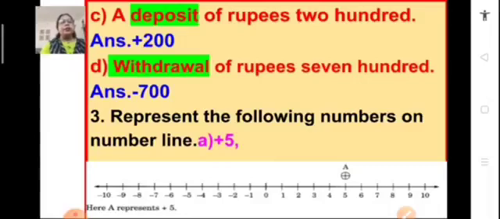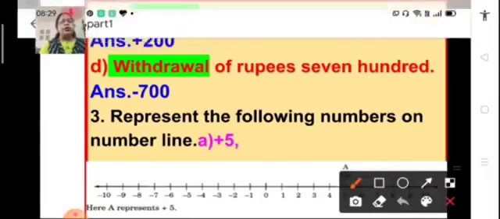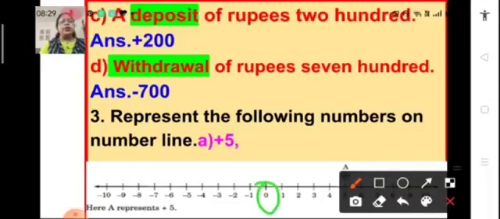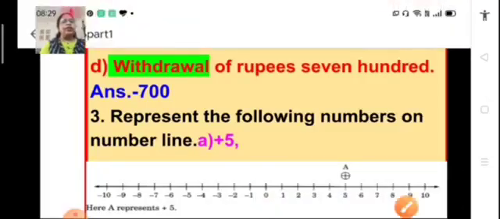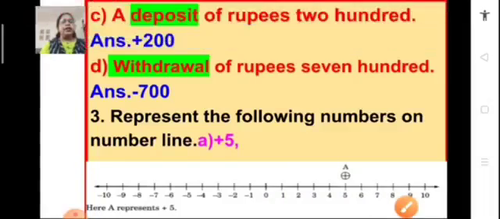Question number 3, represent the following numbers on the number line. So we have a number line here and we have to represent the given numbers on the number line. First one is positive 5. To represent positive 5, what do we do? First we go to 0 and from 0 we move 5 steps in the right direction. So it is 1, 2, 3, 4 and 5. So where do we reach? At 5 at position A, and this shows positive 5.